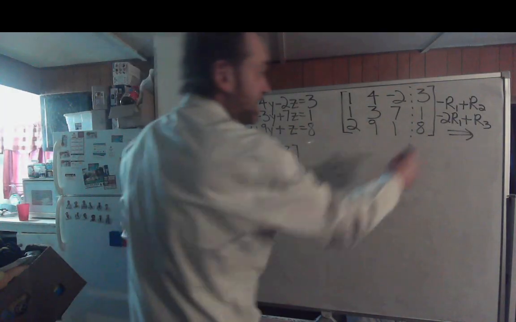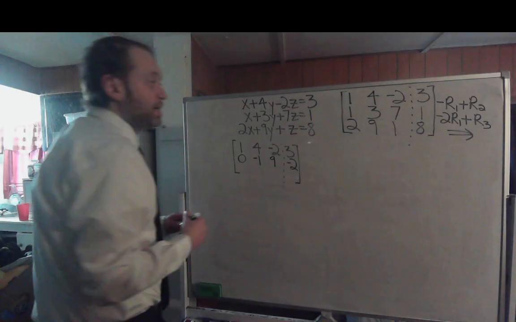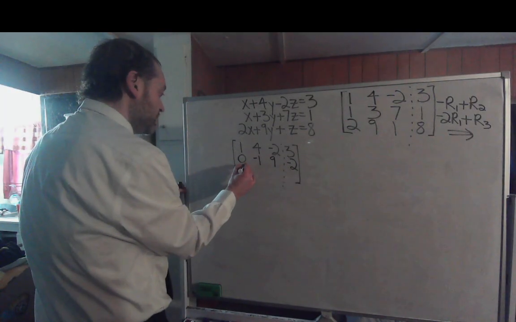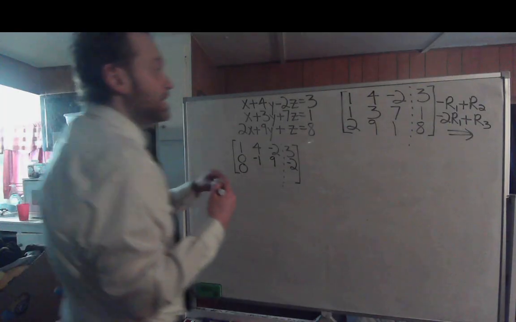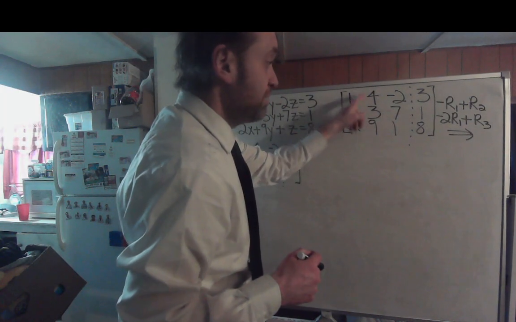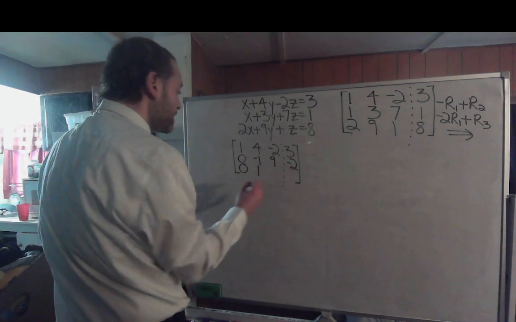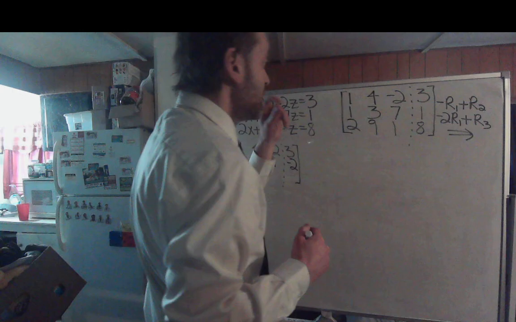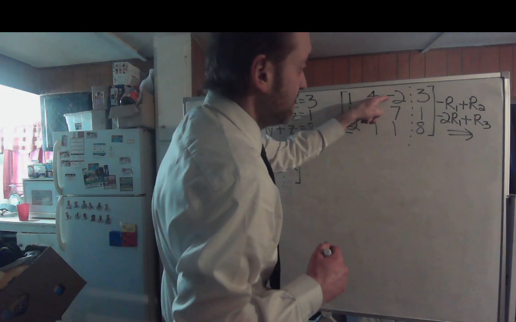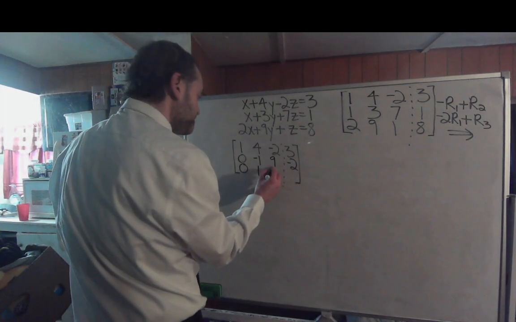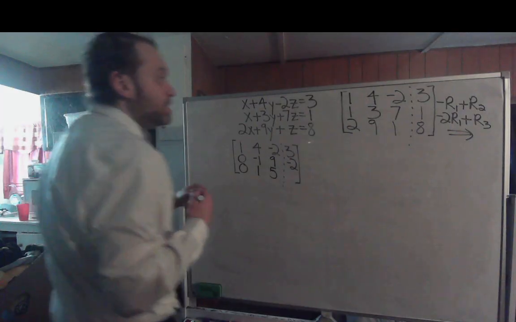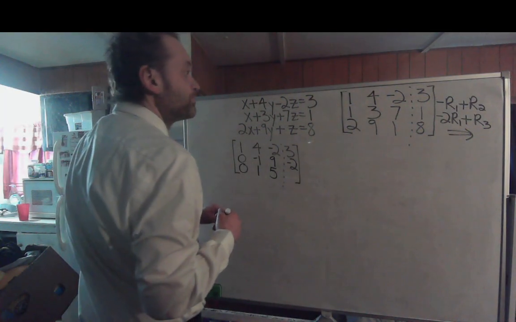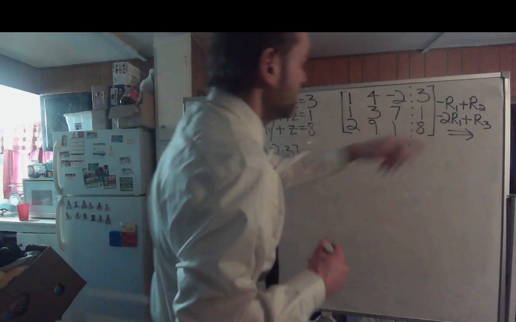Now let's take negative 2 times row 1 and add that to row 3. So negative 2 times 1 is negative 2 plus 2, which is also 0. All right. Take negative 2 times 4, which is negative 8, plus 9 is 1. And then negative 2 times negative 2 is positive 4, plus 1 is 5. And then negative 2 times 3 is going to be negative 6 plus 8 is 2.